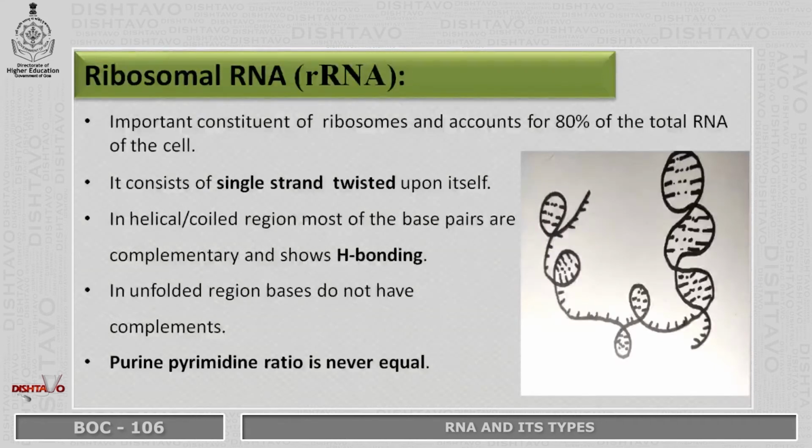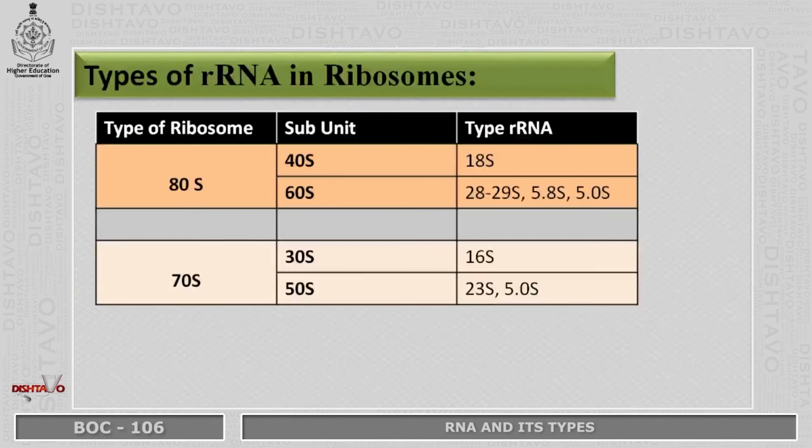In helical or coiled region, most of the base pairs are complementary and show hydrogen bonding. In unfolded region, bases do not have complements. Here, the purine-pyrimidine ratio is never equal. Types of rRNA in ribosomes.